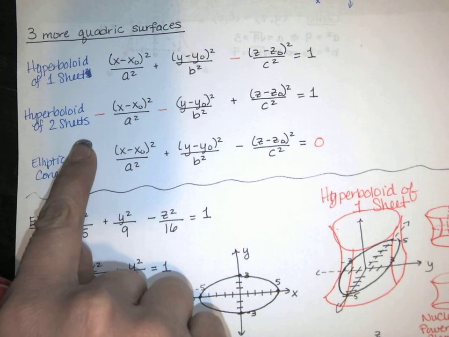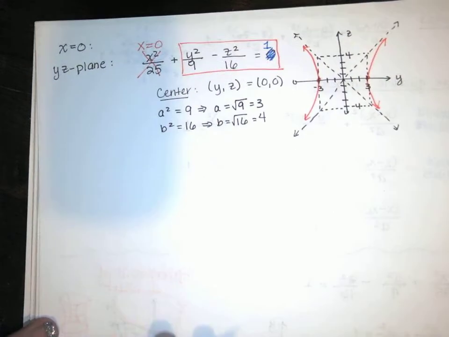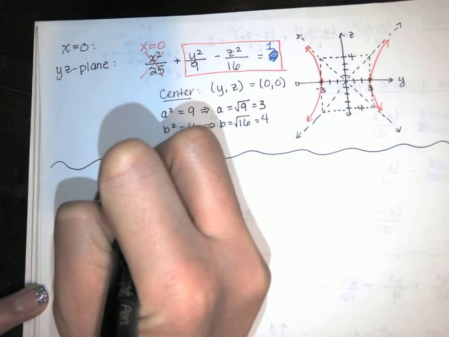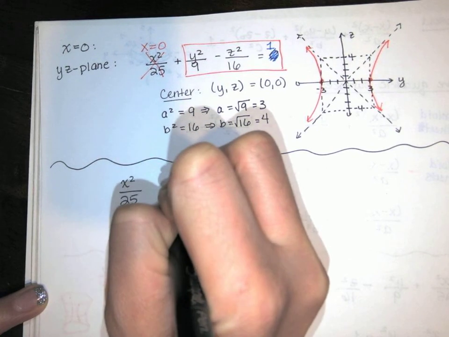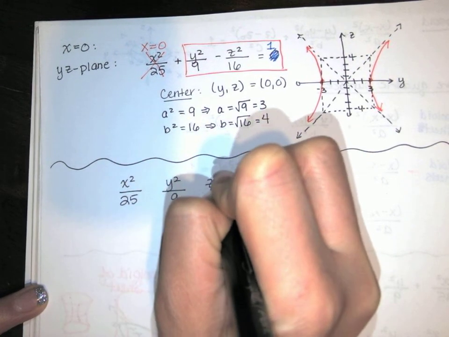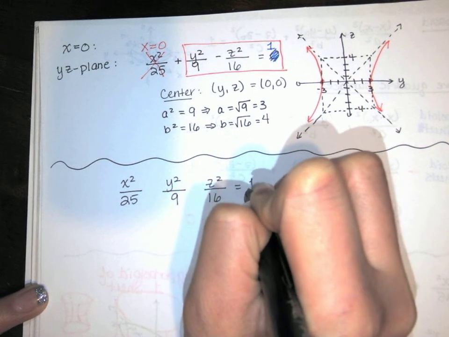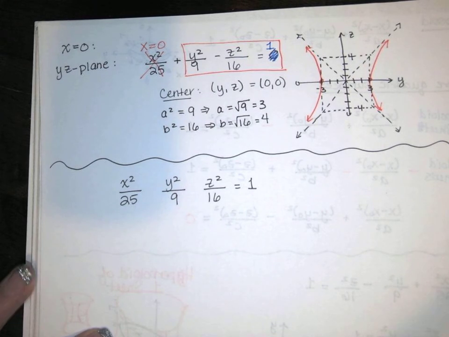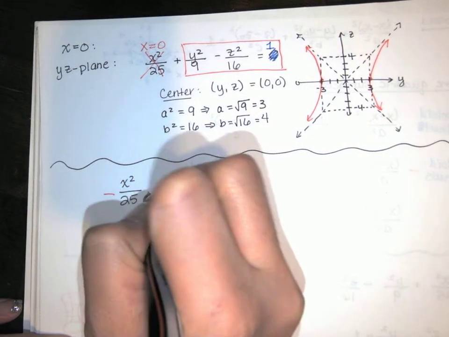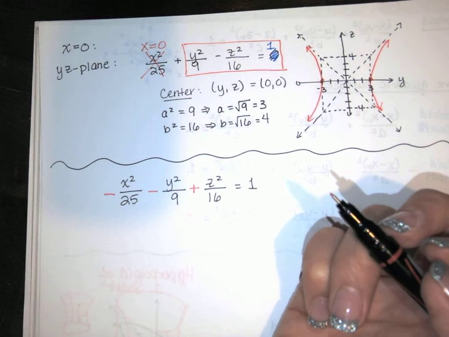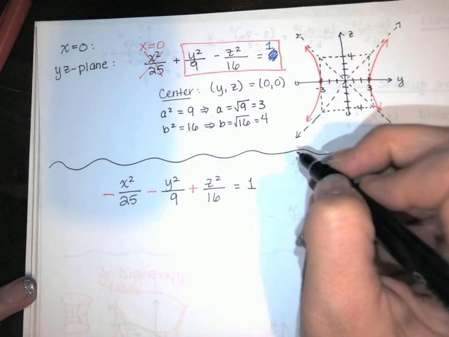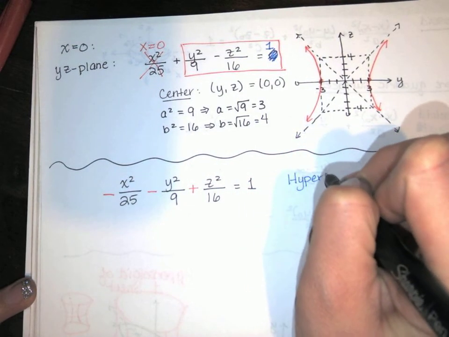Okay, now let's look at the hyperboloid of 2 sheets. Let's do pretty much exactly the same equation. We'll change it a little. We've got x squared over 25, y squared over 9 and z squared over 16 equals 1. But rather than adding and subtracting, let's make this negative and that positive. So that's going to give us a hyperboloid of 2 sheets. And you'll see why it's called a hyperboloid of 2 sheets in just a minute when we look at the traces.